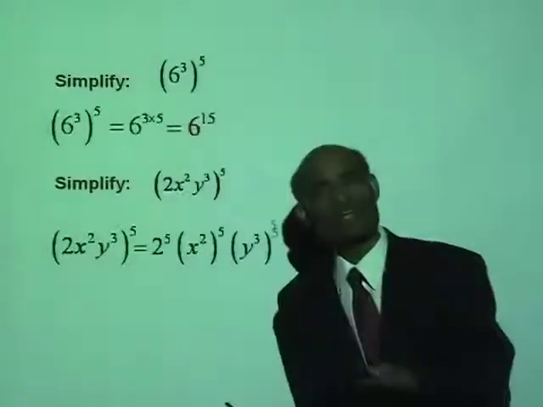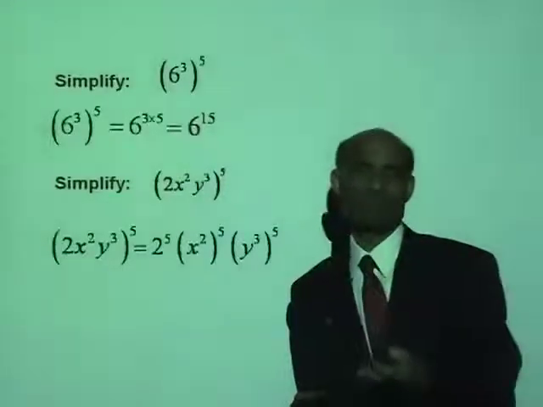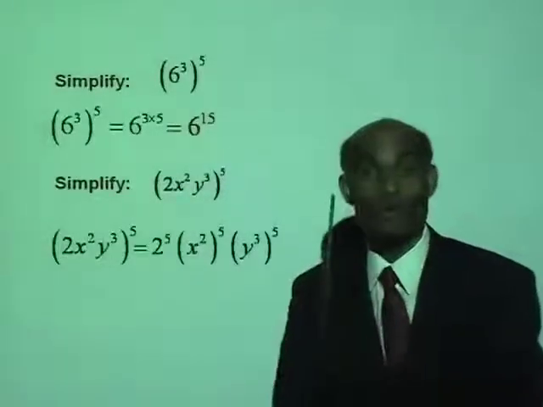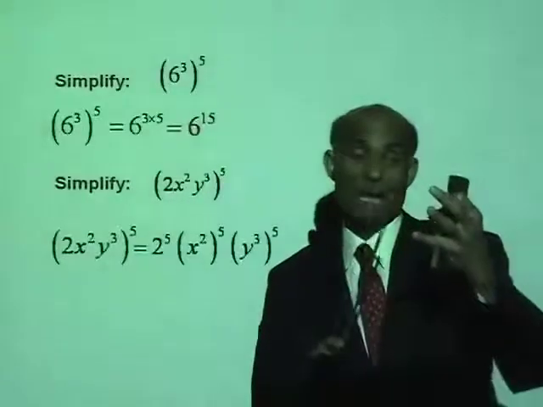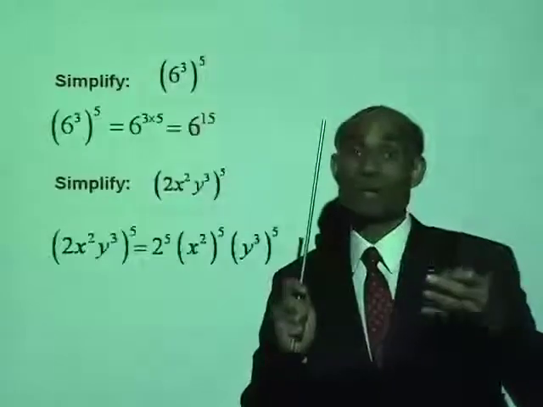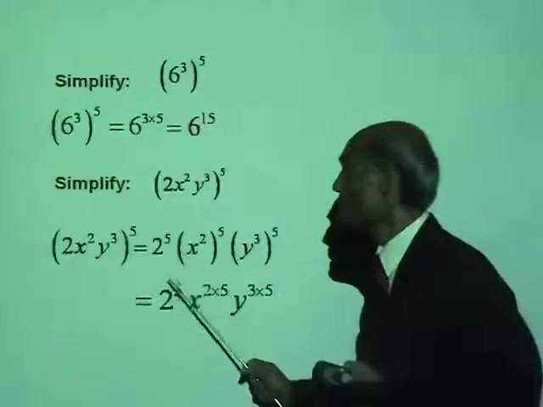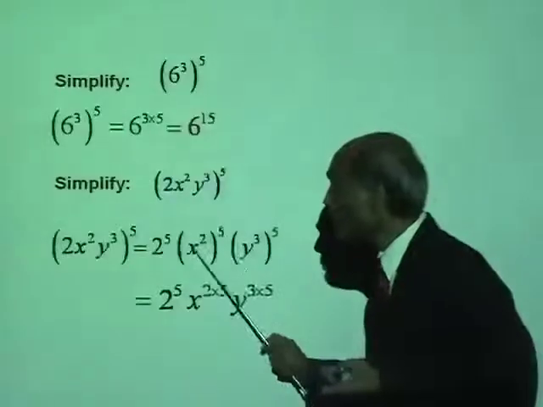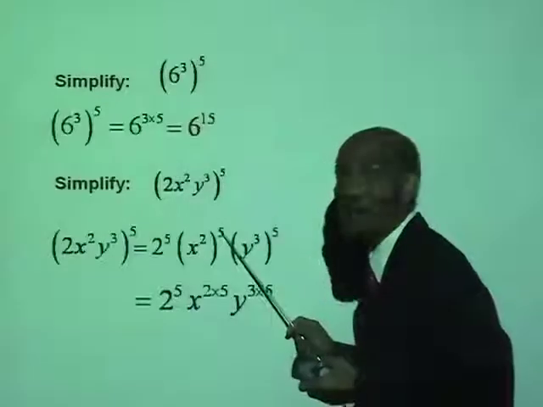Can you tell me what is 2 raised to the power of 5? That's a very simple number. I can ask you for that. 2 raised to the power of 5. Multiply 2 by itself 5 times. That will be 32. Well, we will do that later. 2 to the power of 5, x to the power of 2, all to the power of 5.